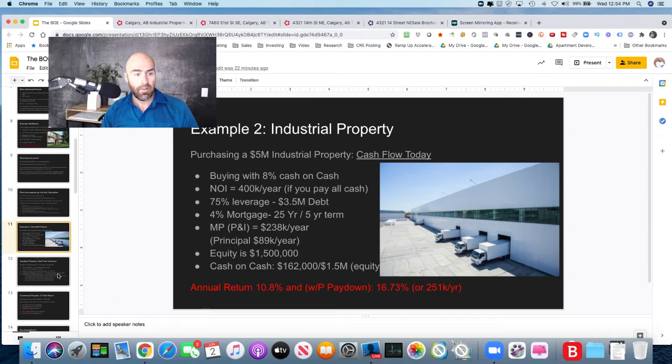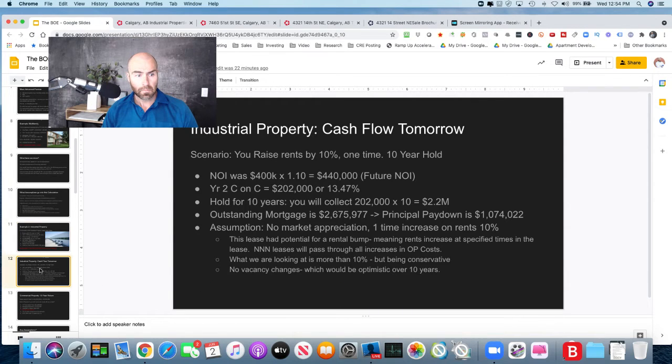Now let's flip over to year two. What is this going to look like? And let's make the assumption that we can raise the rents by 10%, and we're going to hold the building for 10 years. Okay. So we've got NOI at 400,000. We're going to increase it by 10%. So now the NOI is 440. So our year two cash on cash is going to go from 162. We're going to add 40,000. So it's 202,000 or 13.5%.